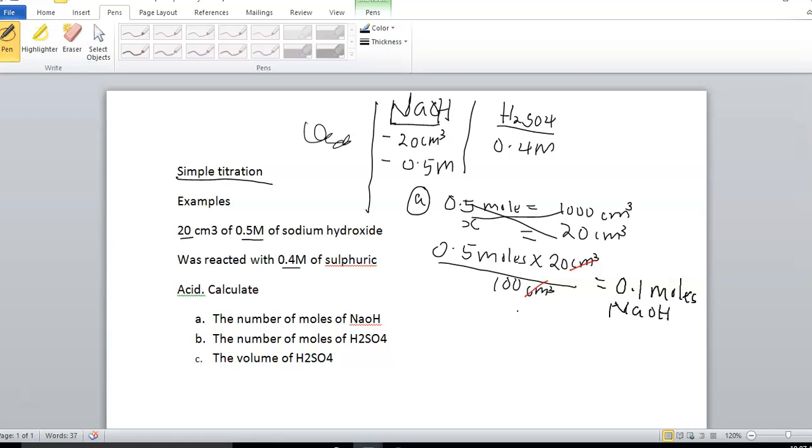This is the number of moles of sodium hydroxide. What have I done? I have the molarity of the base, sodium hydroxide, and its volume. So 0.5 moles corresponds to 1000 cm³. Then what about 20 cm³? Then you cross multiply, and what you get is the number of moles of the base.